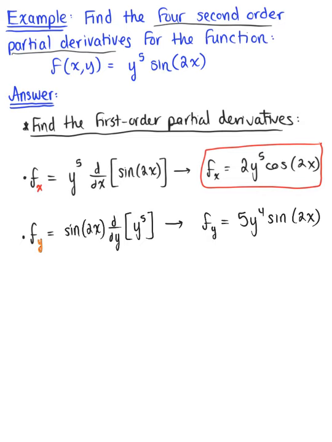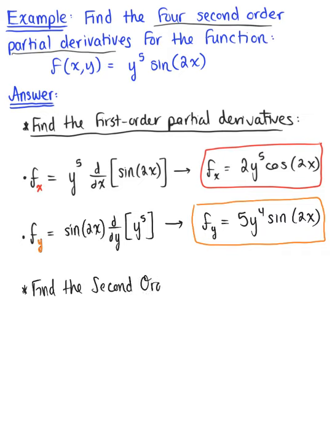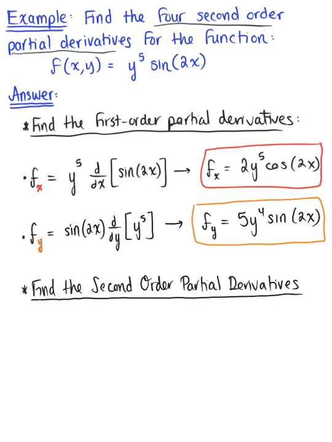So this is our beautiful final answer for the partial derivative of the function with respect to y. So now that we have these first order partial derivatives, we are officially ready to go ahead and find those 4 second order partial derivatives. And we know that there's going to be 4 second order partial derivatives because each first order partial derivative can have 2 second order partial derivatives.